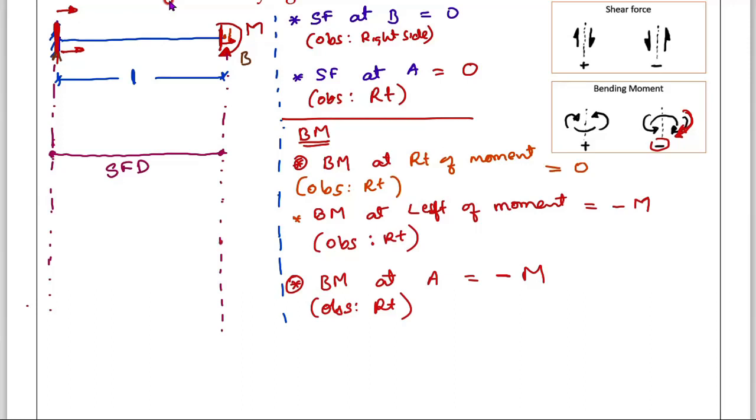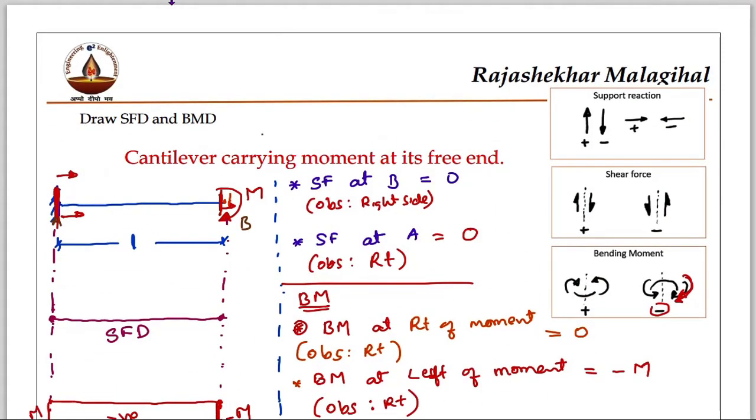Now here I will draw one A point and this is the B point. I will join these two. Then at B point I have a negative M. At A point I have a negative M. Therefore, I will join these two. This is a negative bending moment diagram, BMD, for a cantilever carrying a moment at its free end. Right? We will go to the next problem.